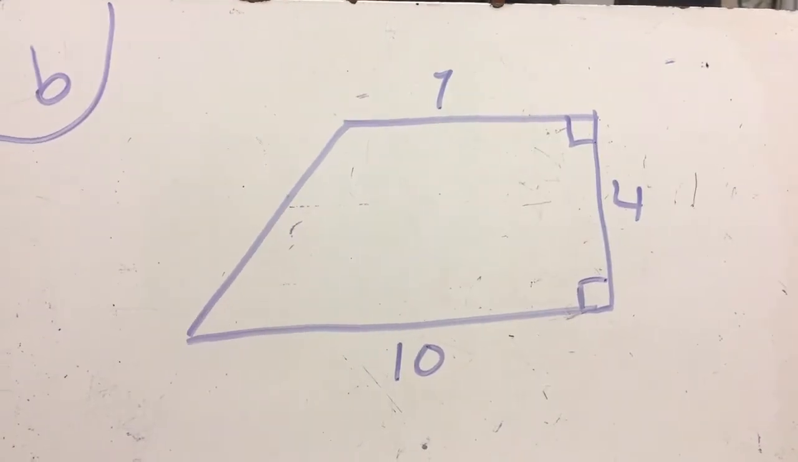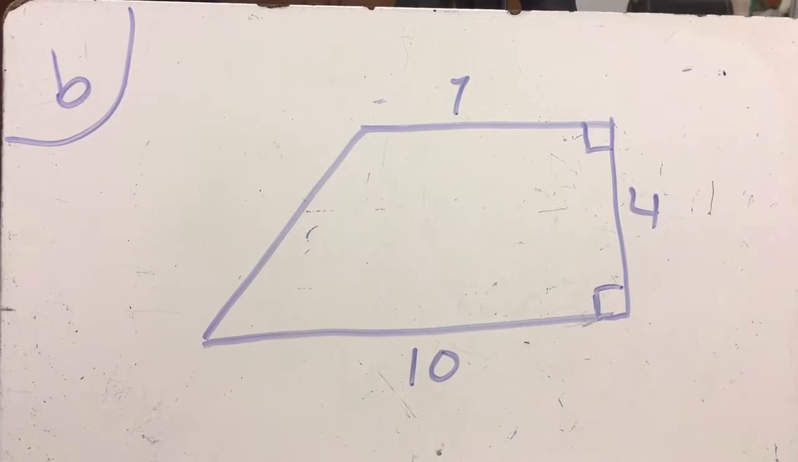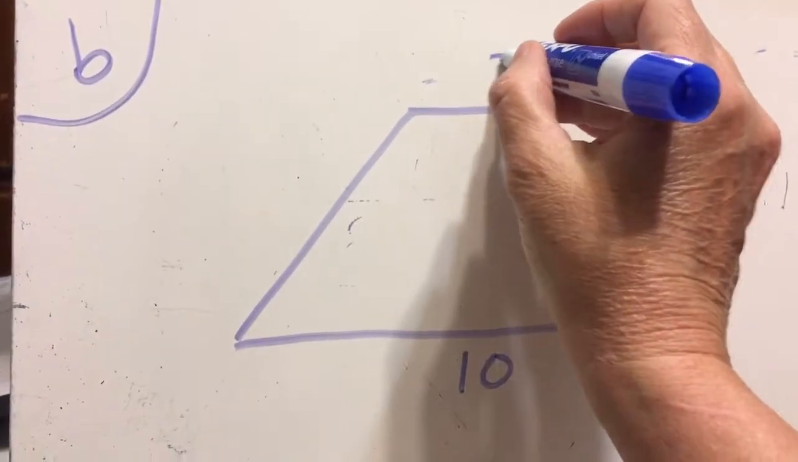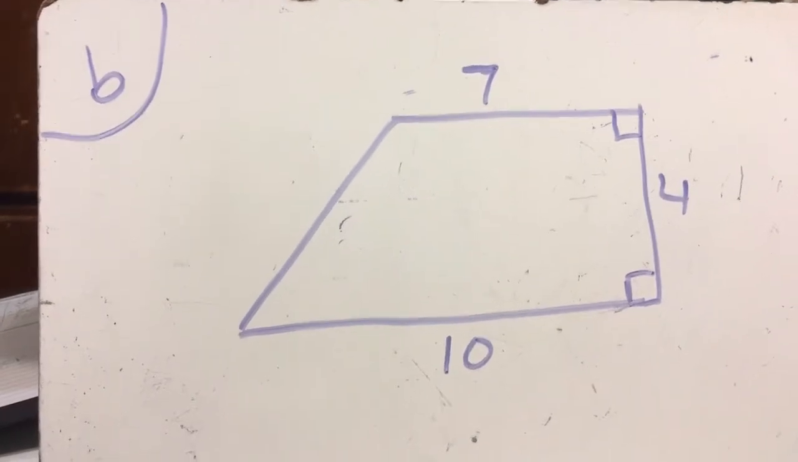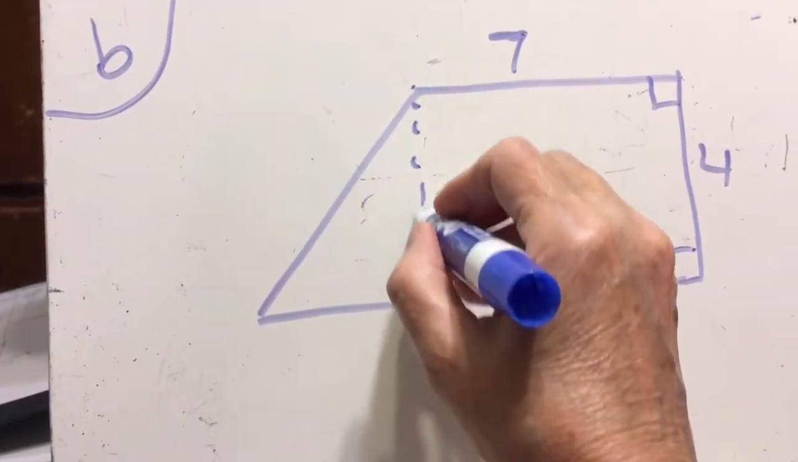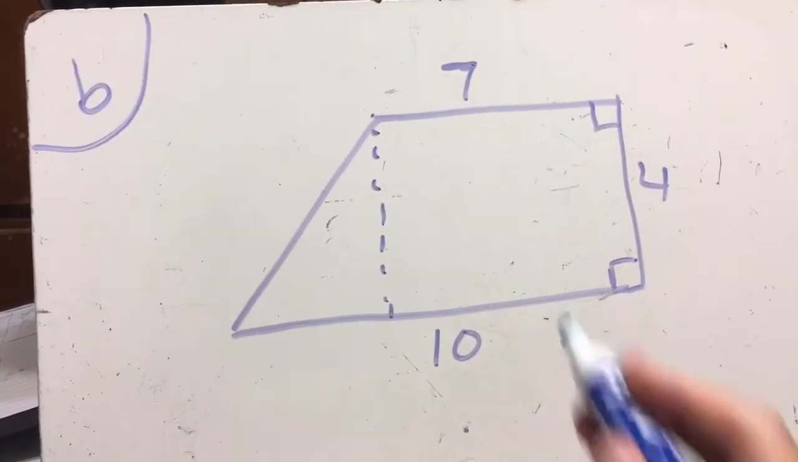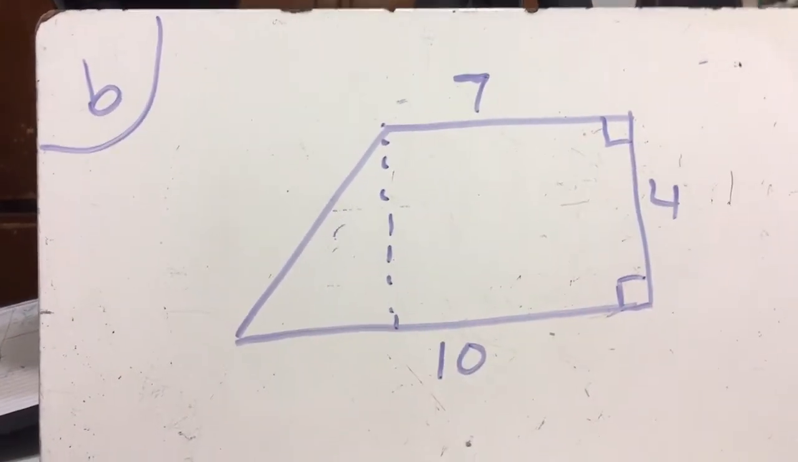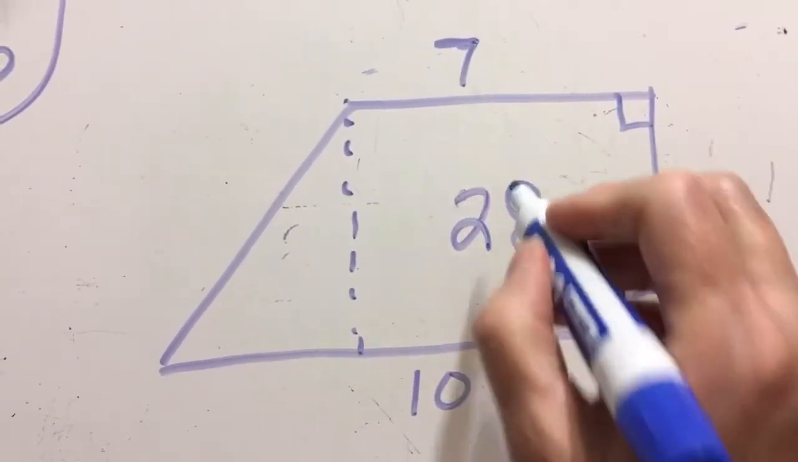Okay, so this one is a figure where they tell us the corners that look square are square. So I put little boxes in them so we know that they are right. And then I'm going to do my little choppy thing and make a triangle and a rectangle. The rectangle is simply length times width, which is going to be 7 times 4 or 28 square units.